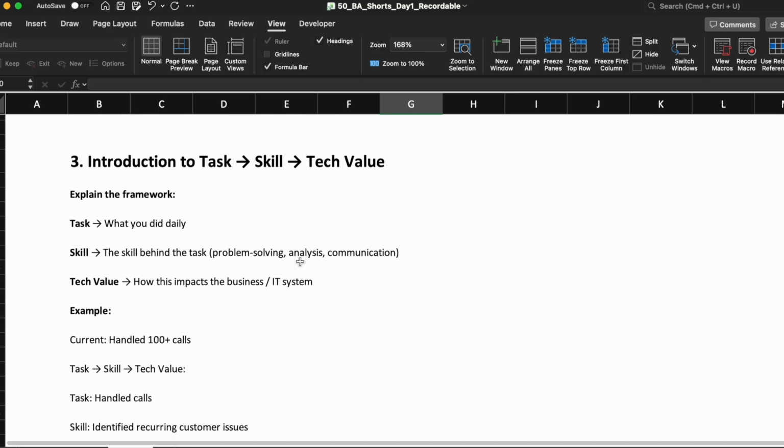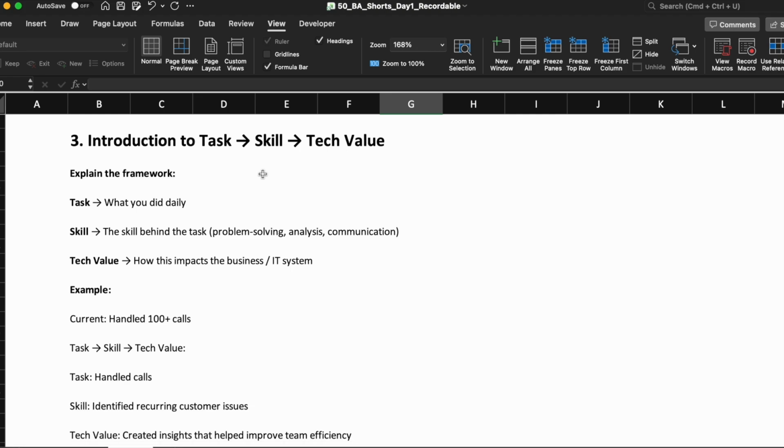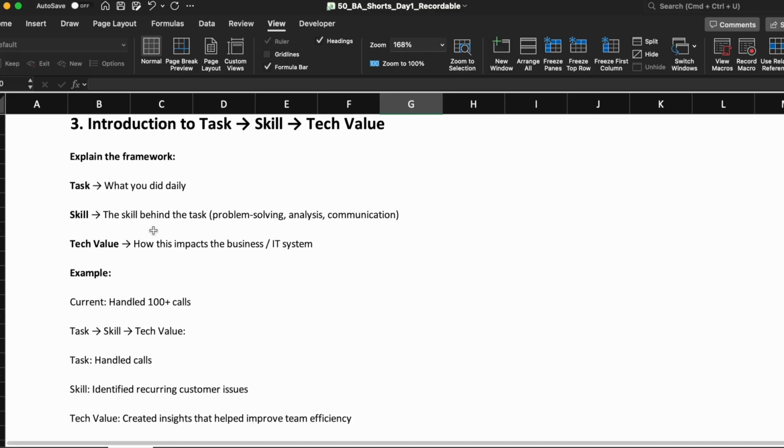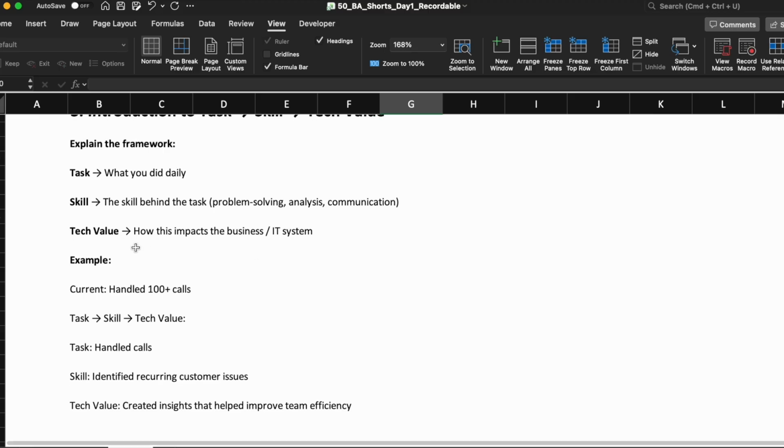So in this tech value framework, first, task: what did you do? Second, skills: the skills behind the task, in order to complete the task, what skills you have used, like problem solving, data analysis, communication. Third, tech value: how this impacts the business or IT system. We need to highlight these three, then recruiters will not reject your resume.